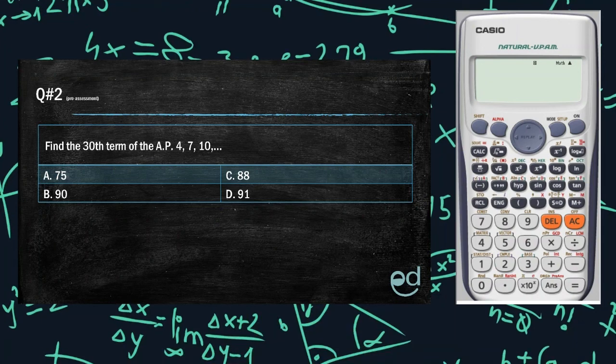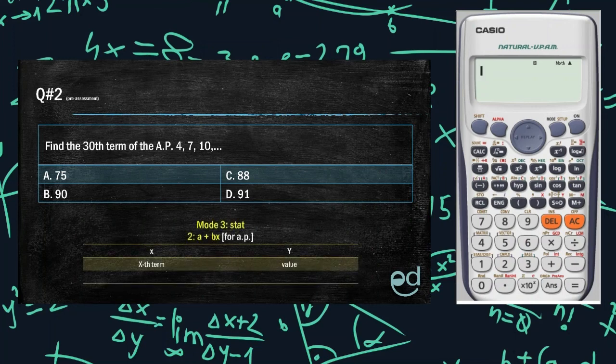Time's up. How do we solve this? So we will use mode 3 stats on your calculator and we will select 2, which is A plus Bx, for an arithmetic progression problem. So let's do this. We go to your scientific calculator and then press mode 3 stat and then 2. The given in the problem are the following: the first term, which is 4, and the second term, which is 7.